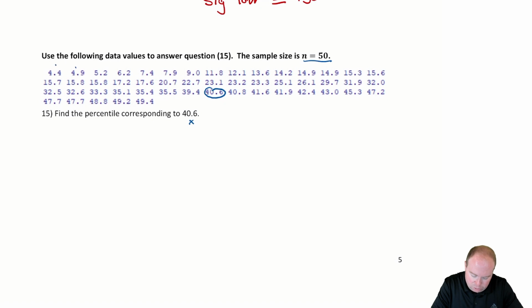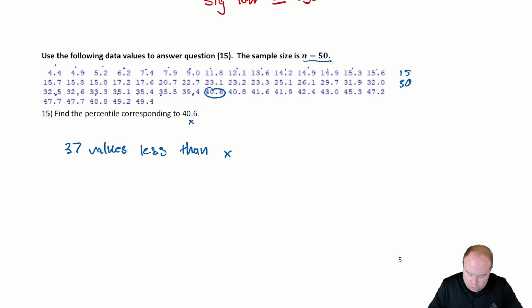So 1, 2, 3, 4, 5, 6, 7, 8, 9, 10, 11, 12, 13, 14, 15. So there's 15 in the first row, 30 by the time we get there, 31, 32, 33, 34, 35, 36, 37. So notice that there are 37 values less than the given X. So it's going to be 37 divided by 50 times 100.